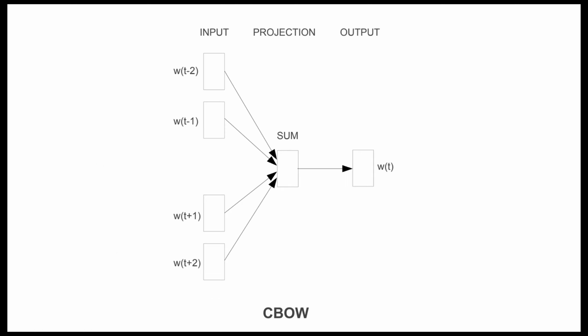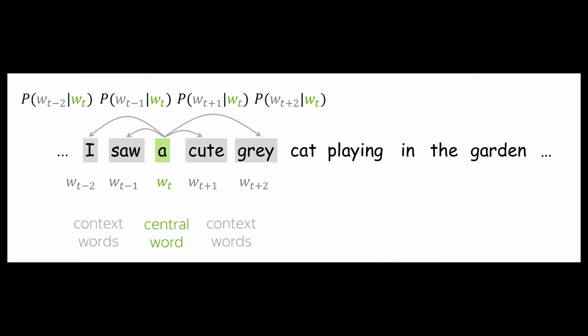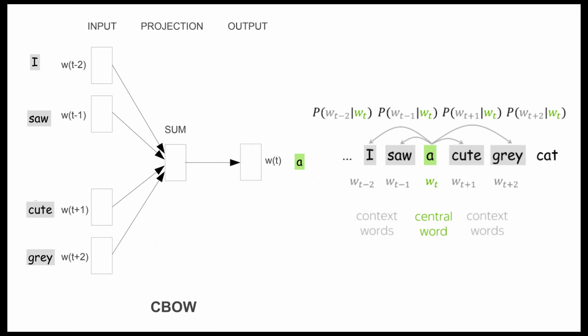So let's look at CBOW first. In CBOW, the model aims to predict the target word based on its surrounding words, basically a certain number of words that come after it and before it, which we call context words. The word that we are predicting is called the central word. Let's say the current sentence we're looking at is, I saw a cute cat playing in the garden, and we are at the beginning of the sentence. So, I, saw, a, cute are the input features, and our label to predict is cat.